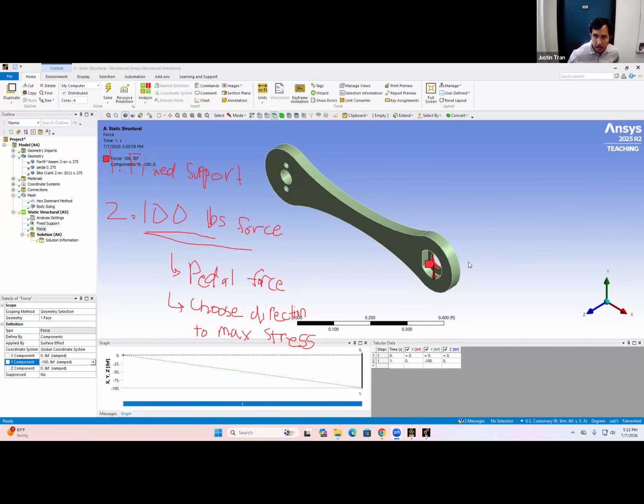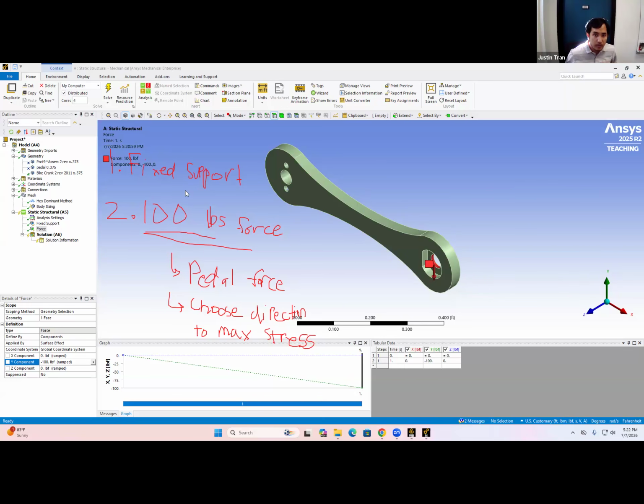Technically, you could also induce bending by applying a force in the z direction. That would be the other option to induce bending. But the z direction wouldn't make the most sense here, because a bike crank is never going to experience force in that direction. No one is pushing on their bike crank from the side; you're generally pushing up and down. So in this case, the y direction makes the most sense.